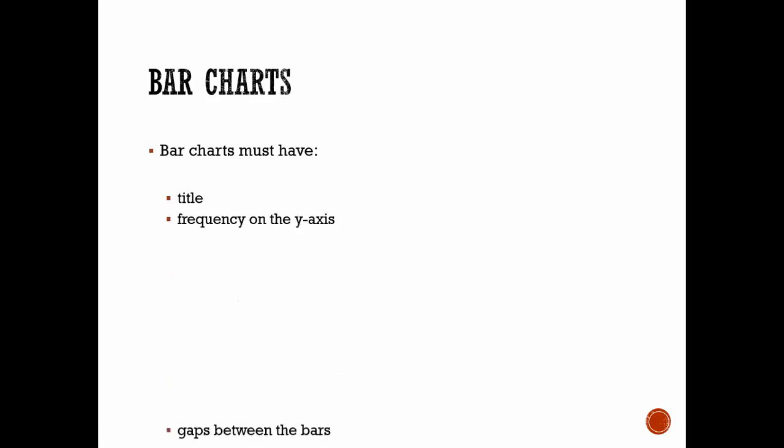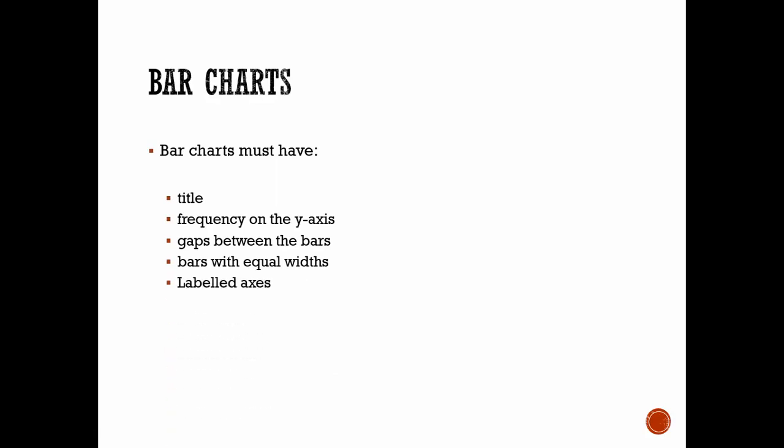Okay, the next method, one of the ways to display your data once you have collected and organized it, is using a bar chart. Using a bar chart to display your data. So you have to remember bar charts must have a title, frequency on the y-axis, gaps between the bars, and bars with equal widths, and labeled axes. These are the 5 important things that you have to know when you are going to display the data. You must have the title for the bar chart.